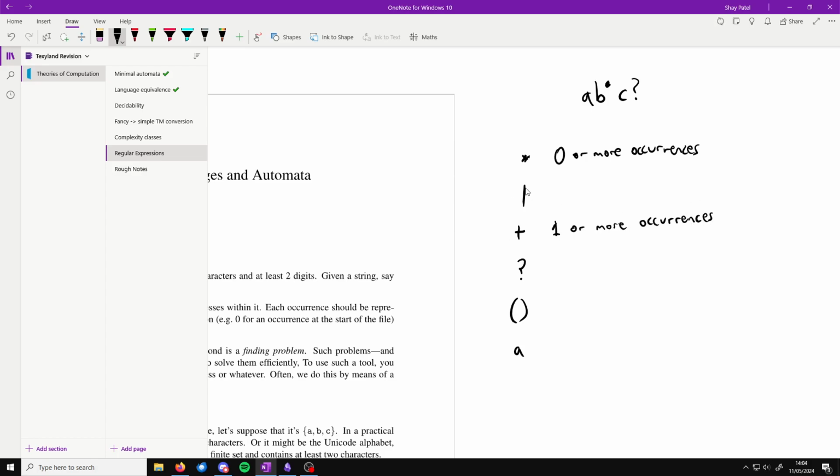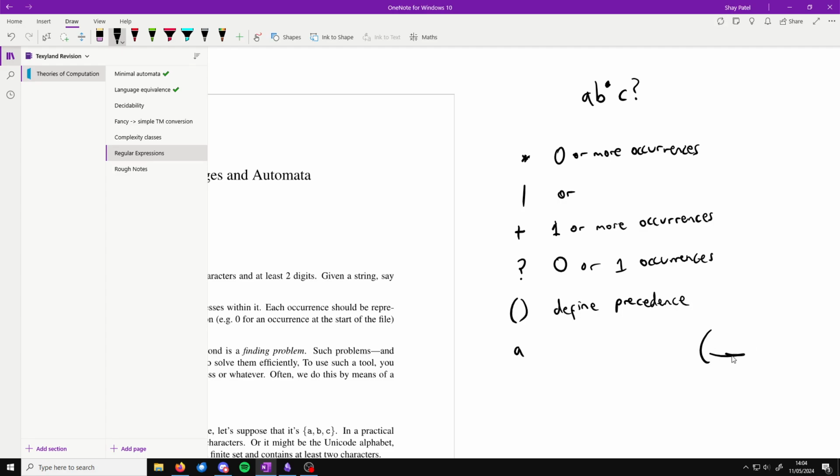And then we have this line. This just means or, so we can either have A or B. It's like this. Okay, question mark means 0 or 1. Brackets are used to define precedence.